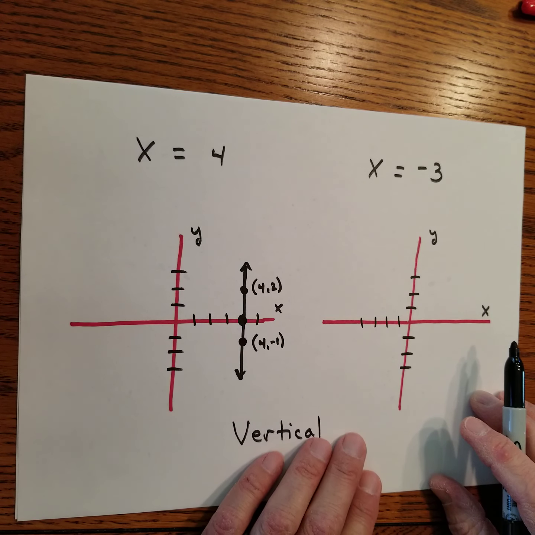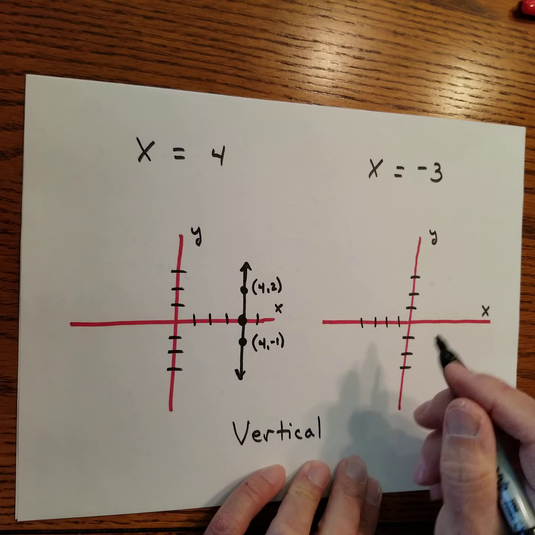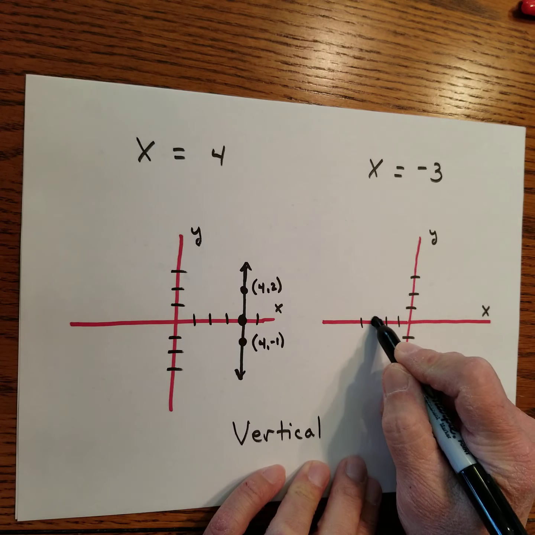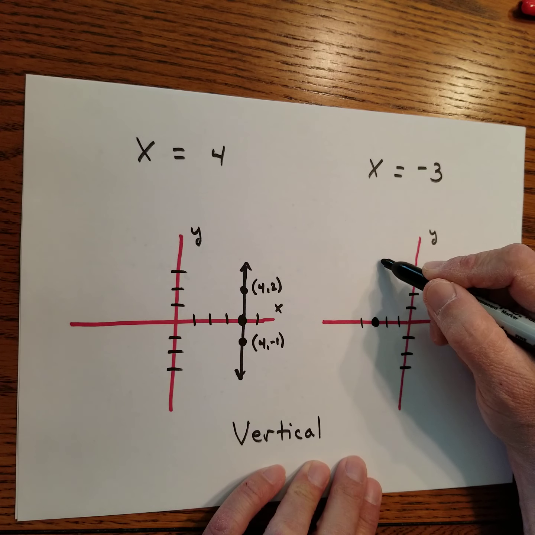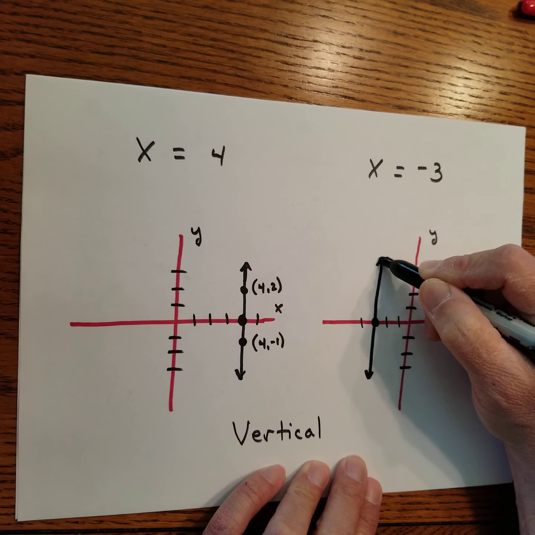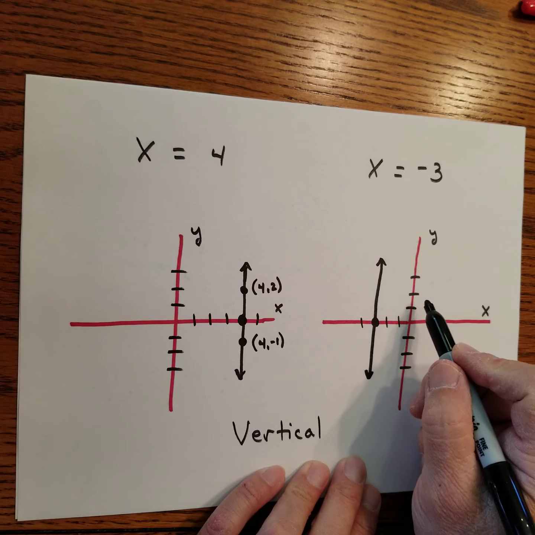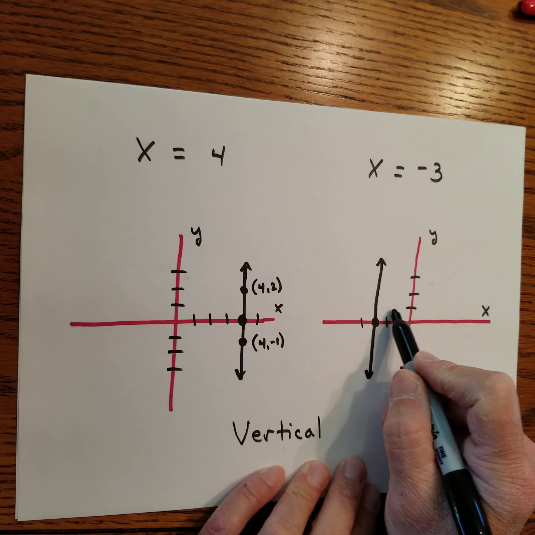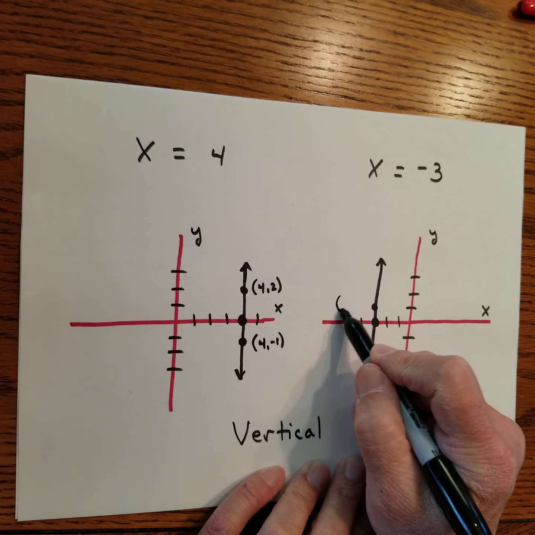Here's another example. This time, touch the x-axis at -3, but never touch the y-axis. If I touch x at -3 and never touch y, then my line must be a vertical line. To label more points, well, I could let y be 1. Doesn't matter what y is, x will always be -3.